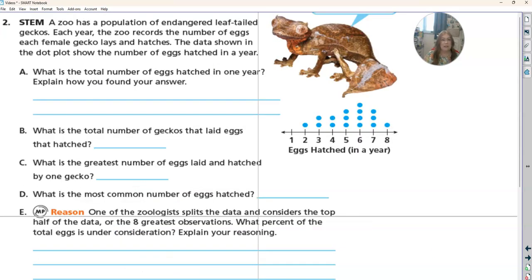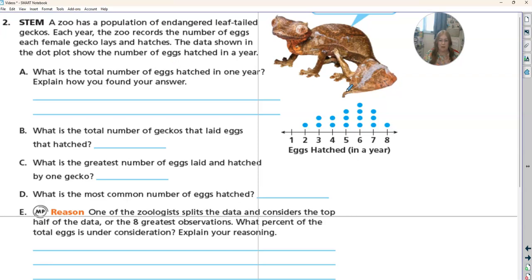Number 2 tells us that a zoo has a population of endangered leaf-tailed geckos. Each year, the zoo records the number of eggs each female gecko lays and hatches. The data shown in the dot plot is the number of eggs hatched.